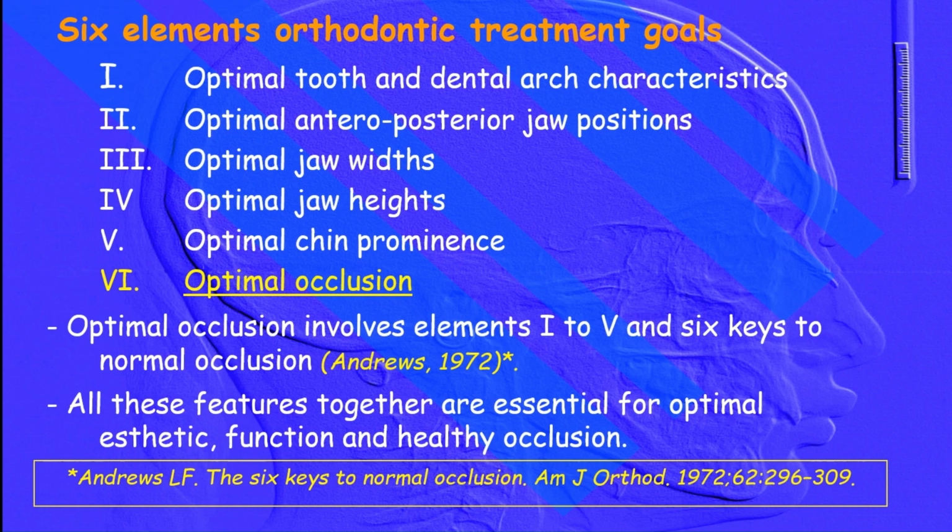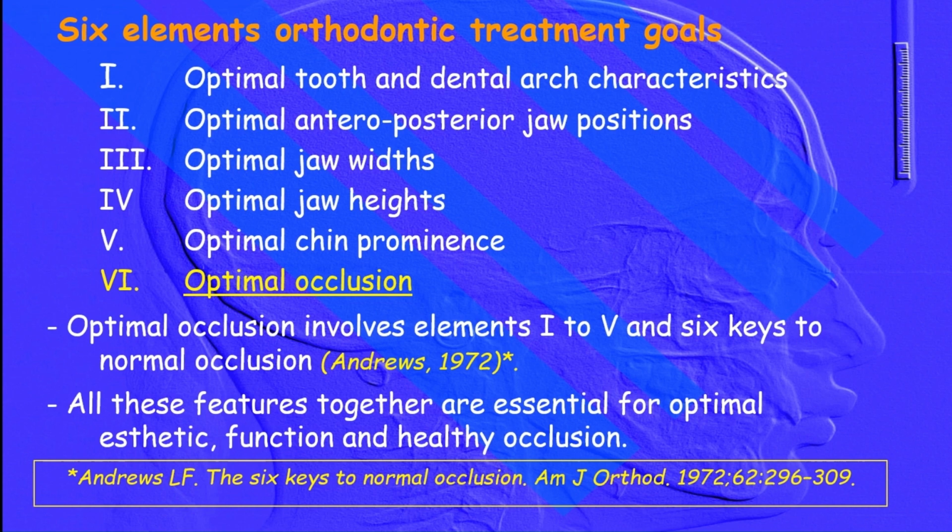4. Optimal jaw heights. The upper anterior facial height should be in harmony with the lower anterior facial height, and total posterior face height should be in harmony with the total anterior face height. If face heights are not in proportion, then it will affect the inclination of the occlusal plane. 5. Optimal chin prominence. 6. Optimal occlusion.